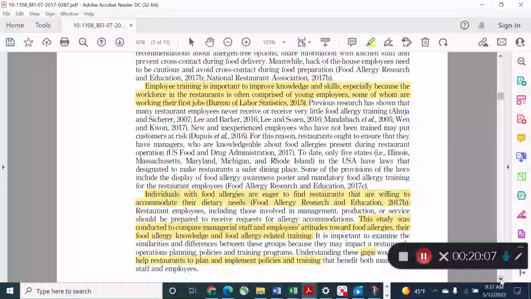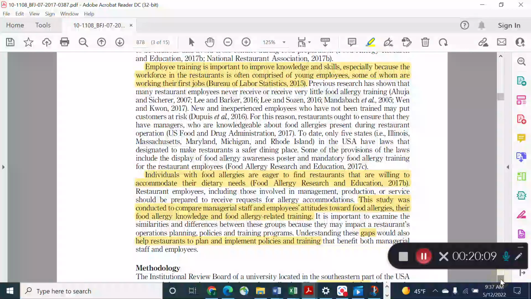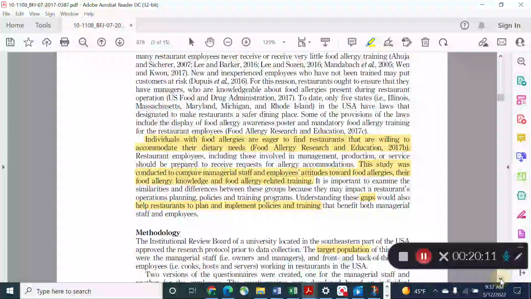that is related to everything that is part of this particular study. The last paragraph here before the methodology section, individuals with food allergies are eager to find restaurants that are willing to accommodate their dietary needs. So that's from previous research. So at the bottom now of this inverted triangle, where the tip is, typically is where you see what we'll call the purpose of the study, statement of the problem.